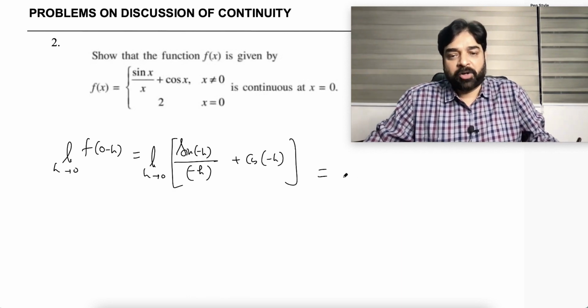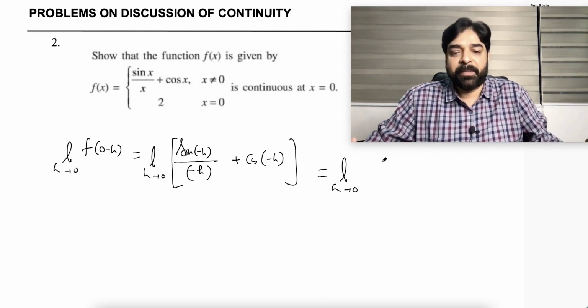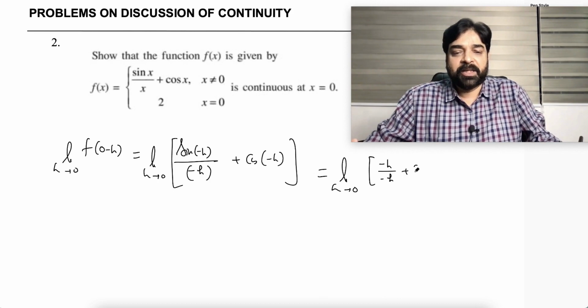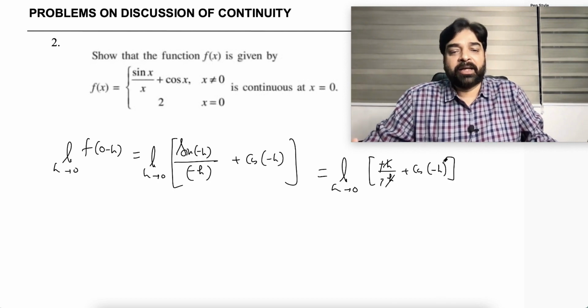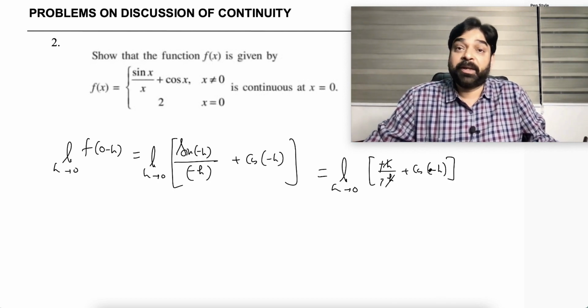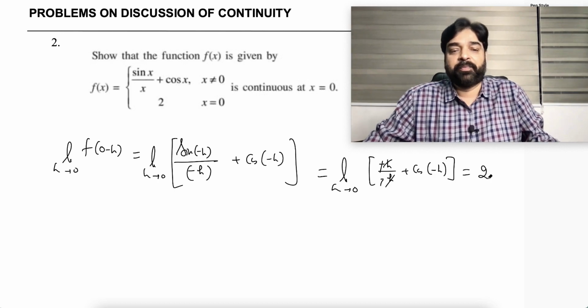Using the approximation, we can say limit h approaches 0, sin minus h will be the same as minus h. So we'll say minus h by minus h plus cos of minus h. Now this gets cancelled totally. This becomes 1 and cos 0. This is the standard form of the limit, I hope all of you remember. Cos 0 is 1. 1 plus 1 value is 2.